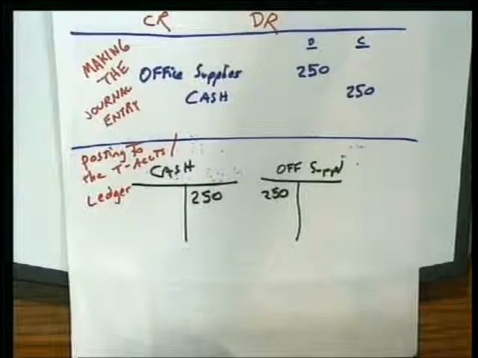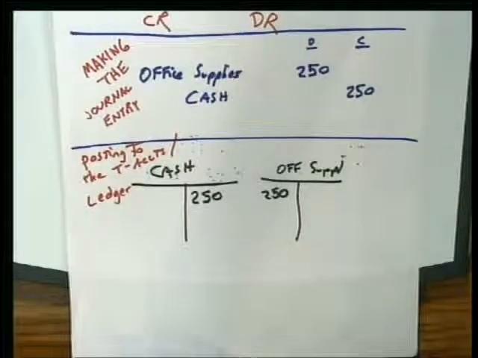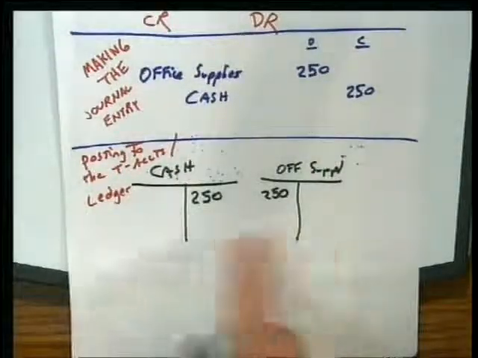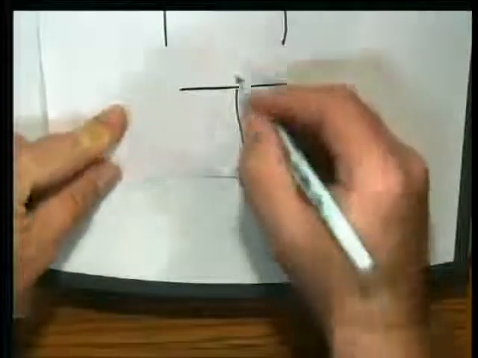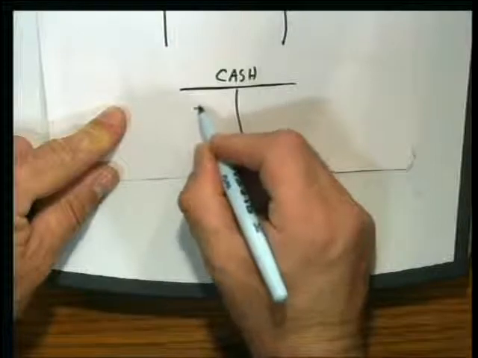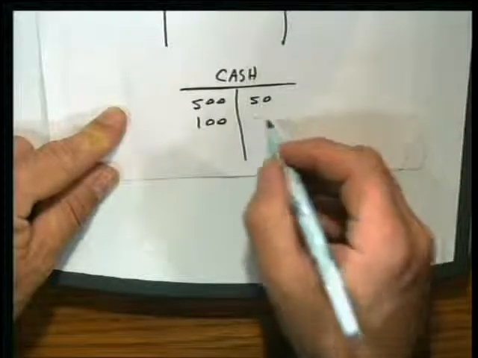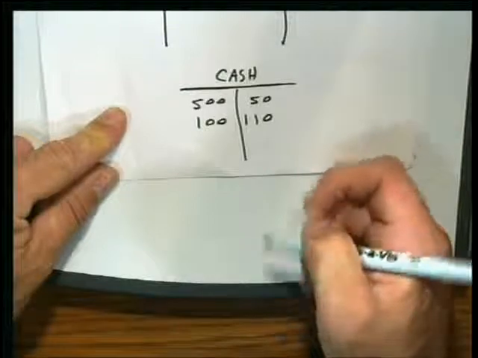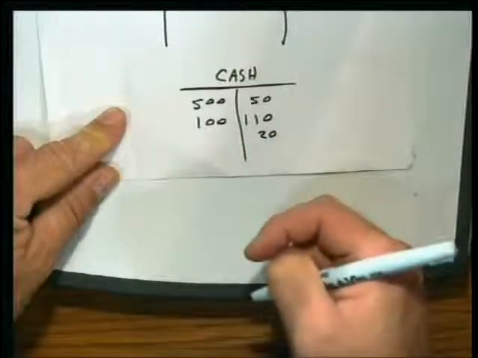Now, what you're going to have then is T accounts with different numbers written in there. Now here we only have one. Let me create a T account and put more than just one thing in there. What account should we make it? Let's go ahead and make it cash. Okay, it's debited for $500. It's debited for $100. It's credited for $50. It's credited for $110. Okay, it's credited for $20. Now, you're going to post all these things to cash, right?